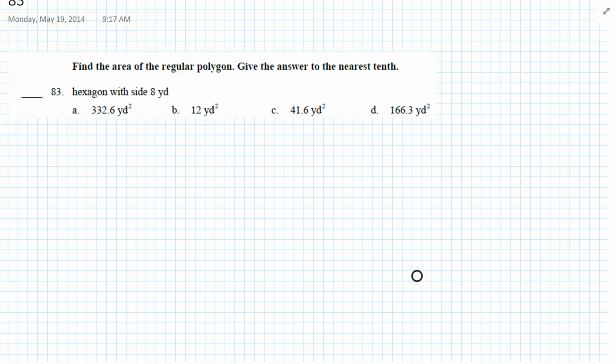83. Find the area of a regular polygon. Give the answer to the nearest 10. Okay, the area of a polygon is 1/2 A N S: the apothem, the number of sides, and the side length. Okay, well, a hexagon has 6 sides.